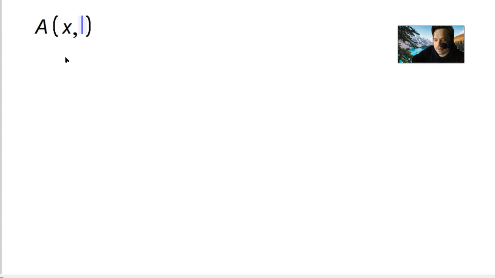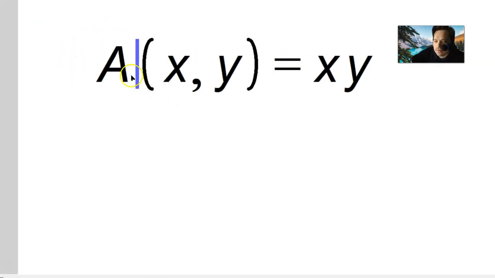Hi guys, in this one, let's take a look at finding a partial derivative by the definition. So imagine we have A of x, y, and this is equal to xy. So what is this thing? This is a function. It represents the area of a rectangle, say, because x could be one side and y is another side. So you have x times y. The product is the area.